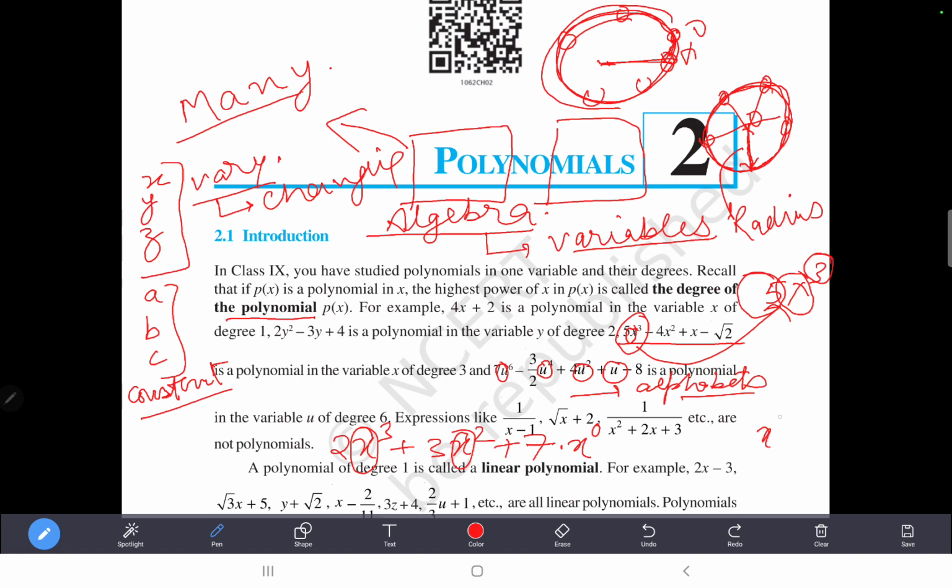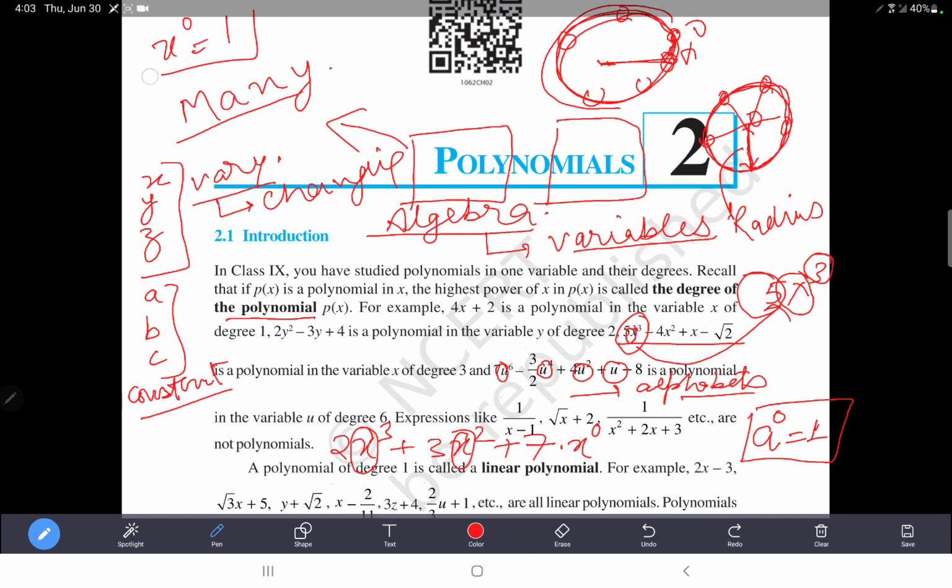You all know, right? What is x to the power 0 equal to? Someone can tell me? Anyone? If we raise any number to the power 0, the value is always 1. Make a note, it's a most important thing. If you write power 0 of any number, any variable, the value is always 1. It is one of the most important concepts.